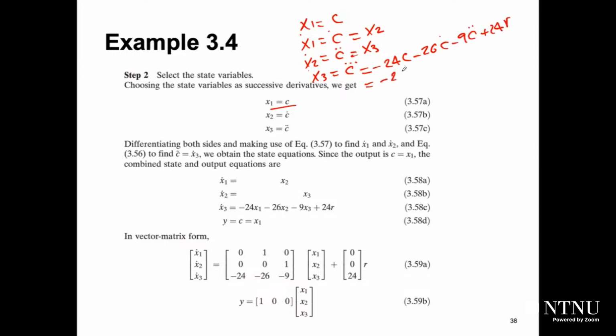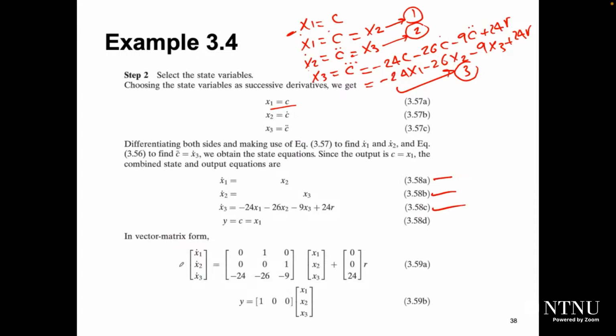Substituting values, it is minus 24c, and c is x1; c dot is x2, so minus 26 x2; minus 9 c double dot, and c double dot is x3; plus 24r. Now we get the three equations: x1 dot equals x2 is the first, this one is the second, and this one is the third. We write them in matrix form, so we get this equation.